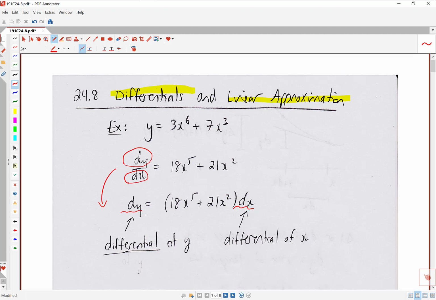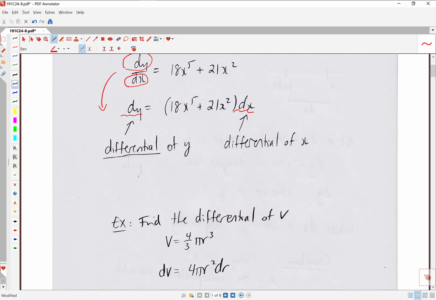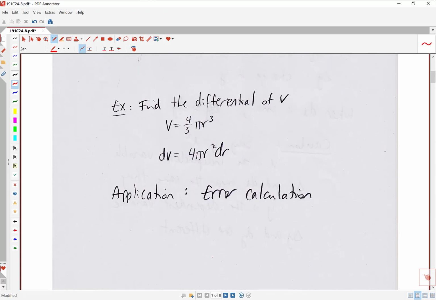So let's try another short example along those lines to make sure we understand the idea. The problem is to find the differential of v, and what we're given is this formula for v, so it's actually the volume of a sphere, 4/3 pi r cubed.